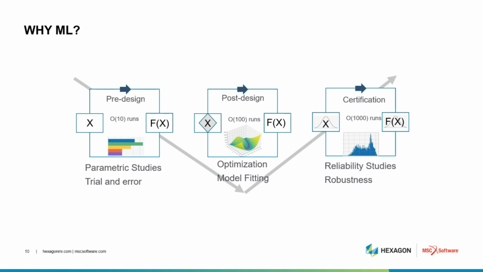Here we can see some classical and also new methods used for optimization and other studies, like parametric studies and trial and error. We sometimes need 10 runs for that. For post design, optimization and model fitting, sometimes 100 runs. And for certification, if you want reliability studies, maybe 1,000 runs. So all of these steps require numerous solver runs.